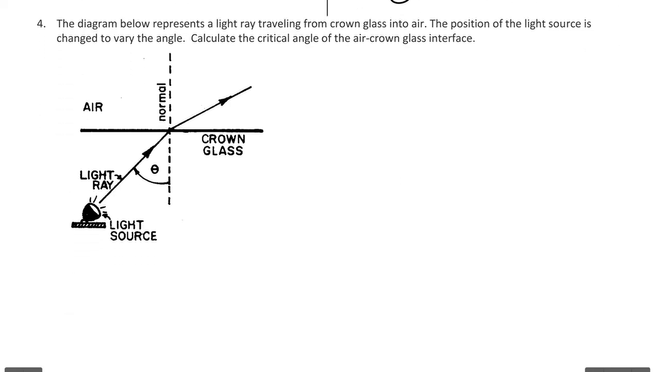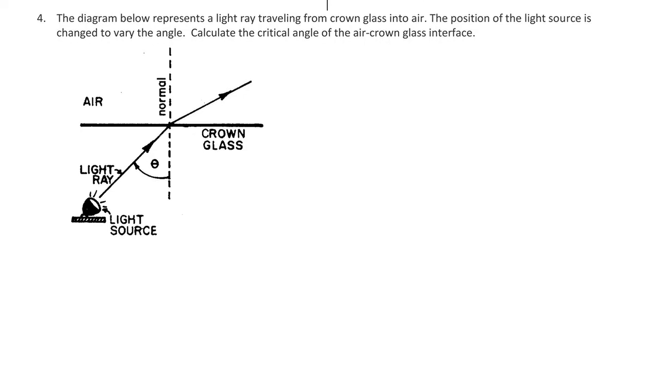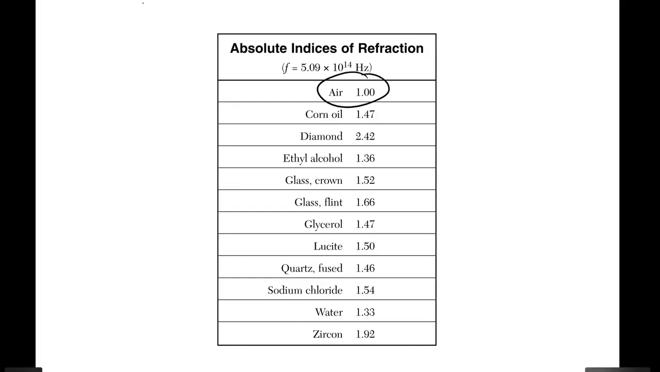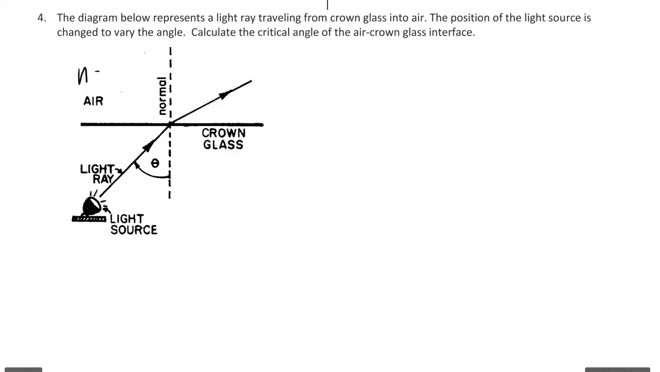Number 4 says, the diagram below represents a light ray traveling from crown glass into air. At this point, I look in my reference table for crown glass and air. So obviously air is right here. We know the n is equal to 1. Crown glass, or glass comma crown, is 1.52. So let's write that in the diagram. So n is equal to 1, and we said this n is equal to 1.52.